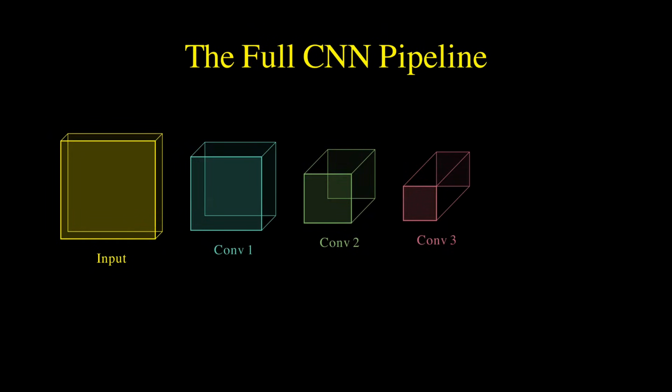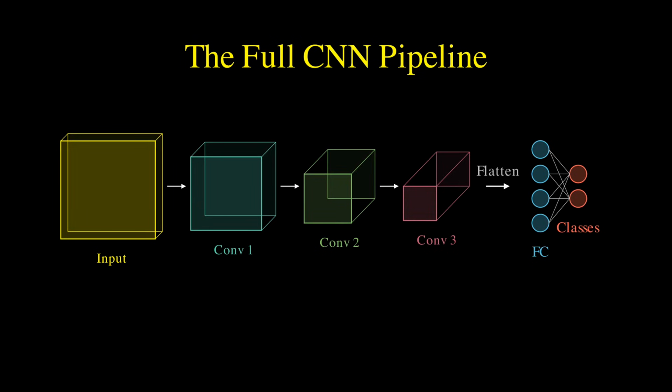The output of one layer becomes the input to the next. Notice how the spatial dimensions gradually get smaller, while the depth, the number of channels, grows. The early layers work with large spatial maps and few channels, while the deeper layers work with small spatial maps, packed with many channels. At the very end, we take that final compact volume and flatten it into a one-dimensional vector. This vector then feeds into a regular, fully connected neural network for classification.